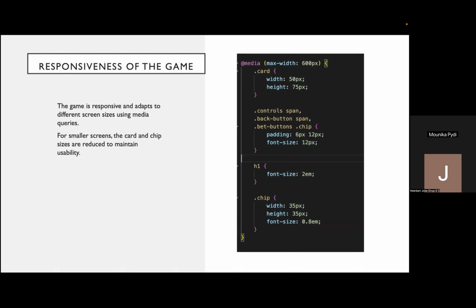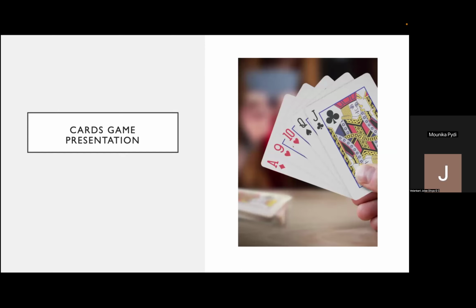Here, @media max-width 600 pixel means below 600 pixel this CSS will apply, and at and above 600 the normal CSS will apply. These are the media queries we used for responsiveness of the game. And the next is cards game presentation. Yeah, so we'll look into the demo. I'll share my screen.